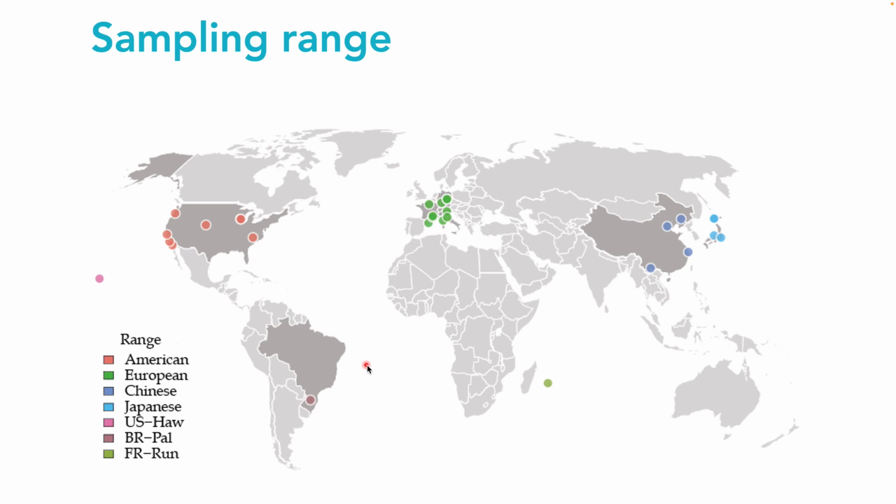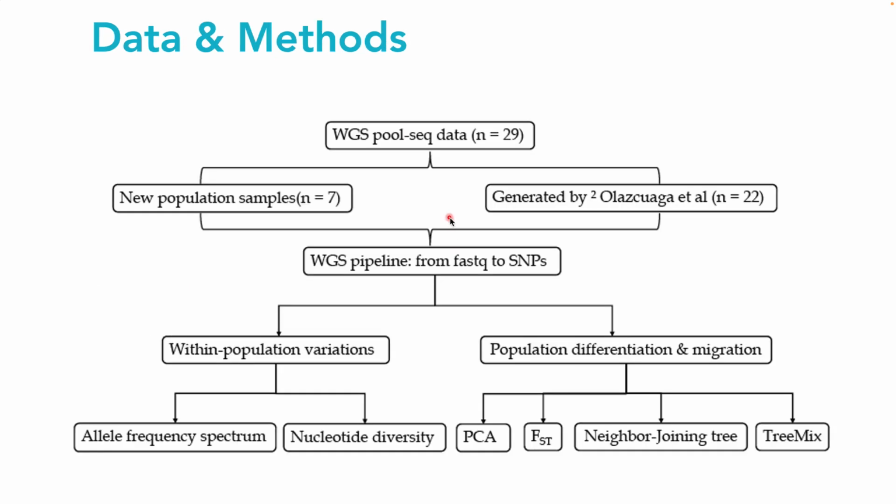To study those populations, we collected fly samples from Eastern and Southeastern Asia, North and South America, and Europe. With a total of 29 population samples from our own collection and another research group, we built a global set of whole genome pool sequencing data. After variance calling with our customized pipeline, we studied within population variations as well as population differentiation and migration using summary statistics, principal component analysis, and tree construction.